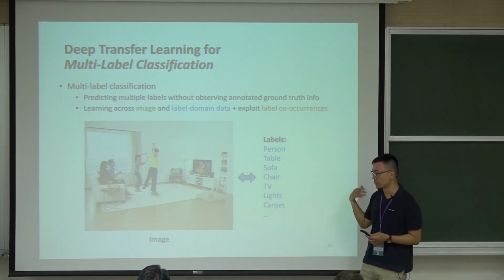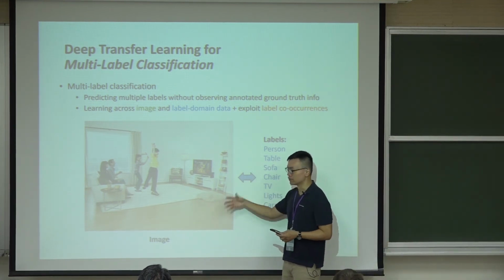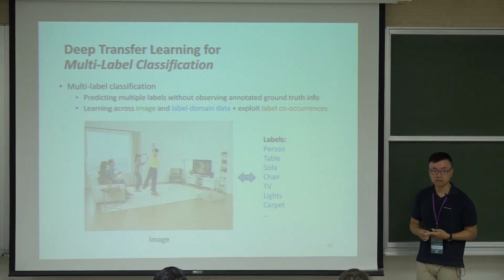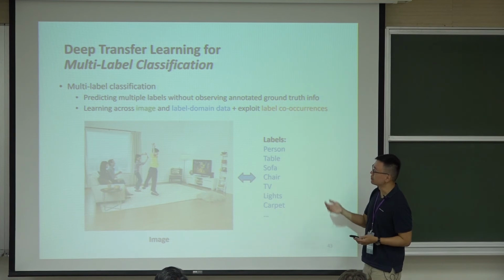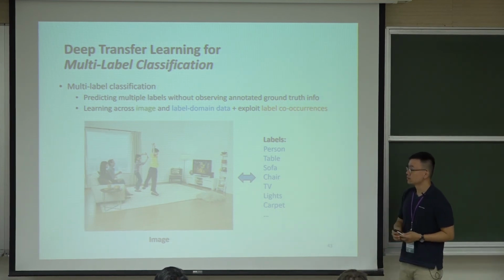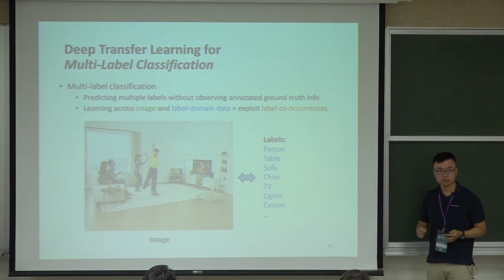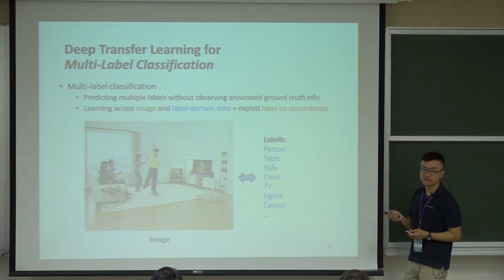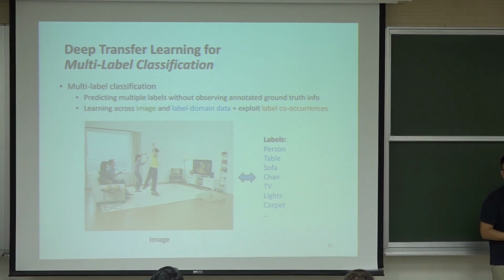Okay, they are still cross-domain data, image or text domain. And one more important thing in multi-label classification, in multi-label prediction, is that when we design the model to address this task, we need to exploit label co-occurrence information. What do we mean by that?